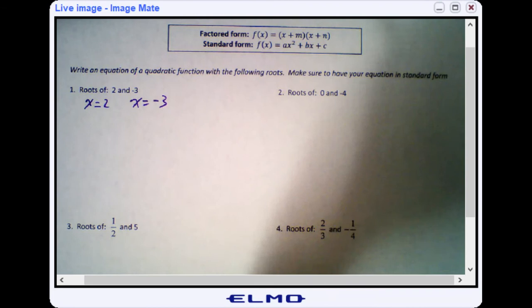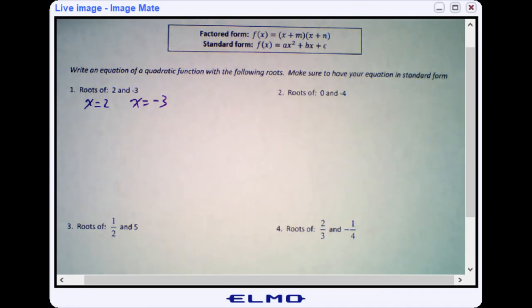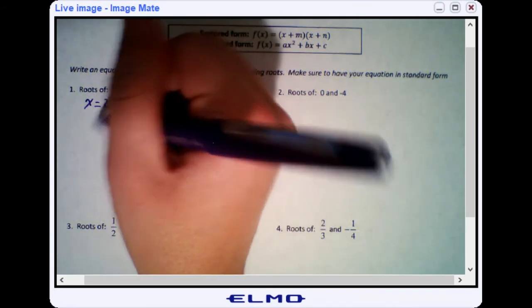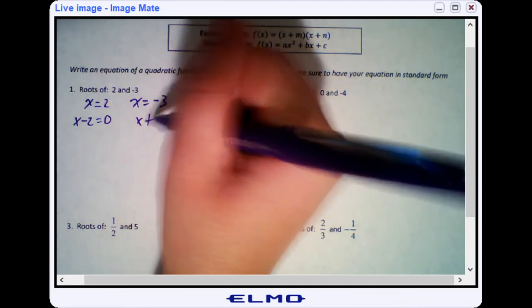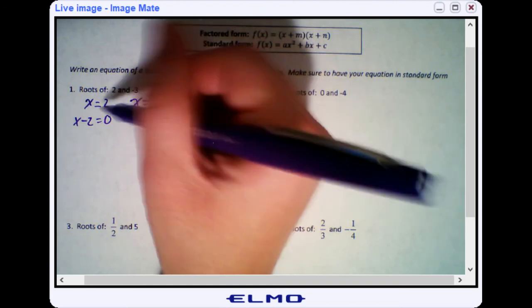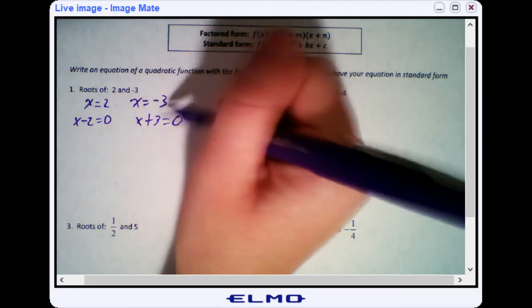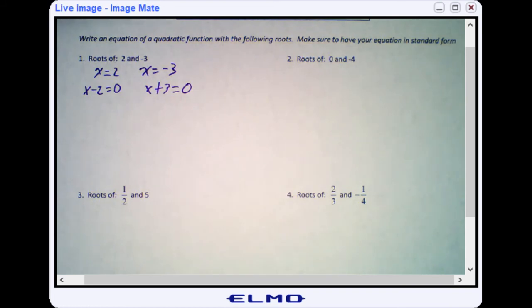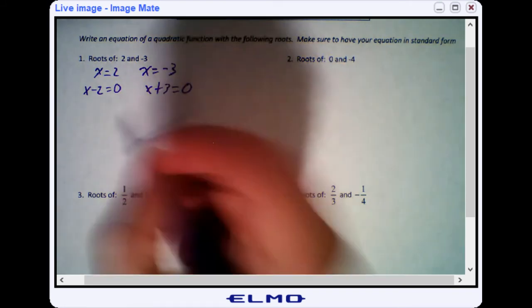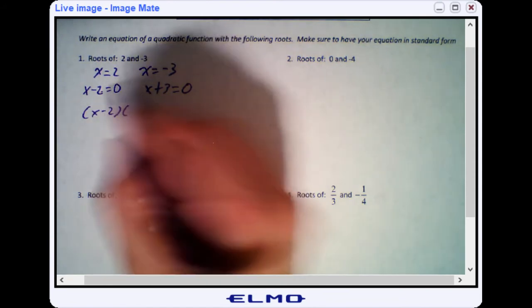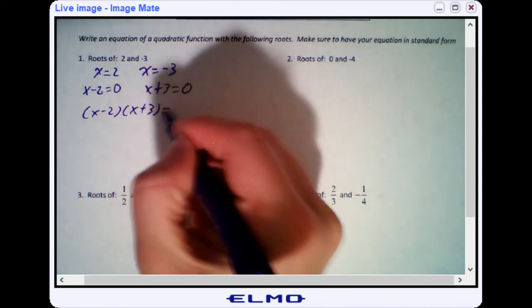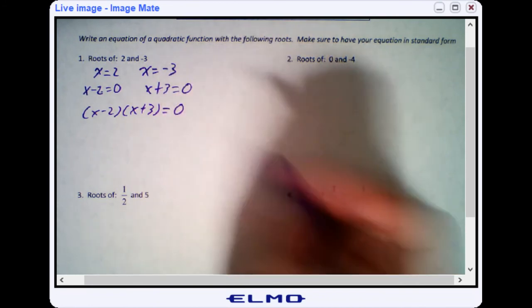If I do everything I had just done backwards, we can get everything on one side. So x minus 2 equals 0. X plus 3 equals 0. So I just subtracted 2 here, added 3 there. And now, again, I'm working backwards from what I just did. So I'm going to set them each in their own parentheses. These are my factors. And then I'm going to multiply them out.